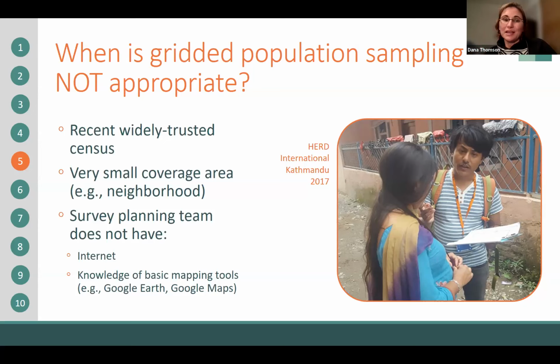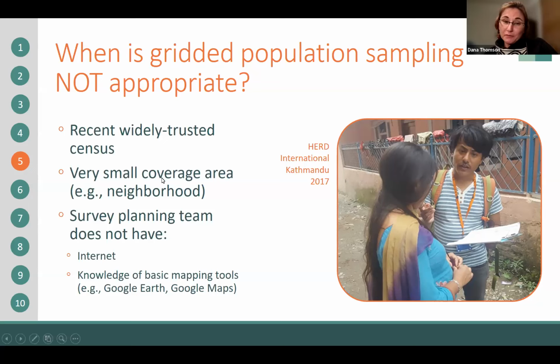So definitely use the recent census if it was done in, say, the last 5-7 years. When you start getting about 10 years old or even 7 years old, you start finding a lot of inaccuracies, especially in and around urban spaces.